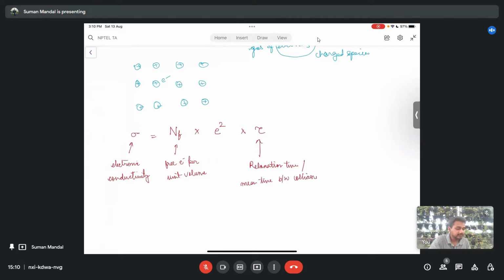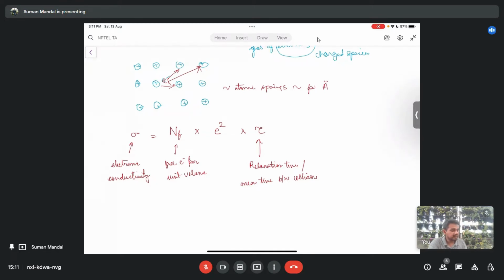Let's say this electron is there. If it moves in any direction, it bumps into an ion; if it moves, it bumps into an ion again. So this mean free path of collision is a few atomic spacings, which is basically a few angstroms.